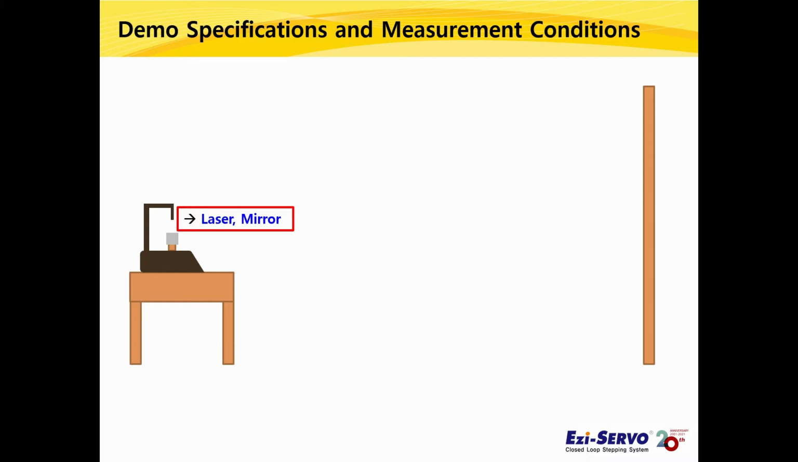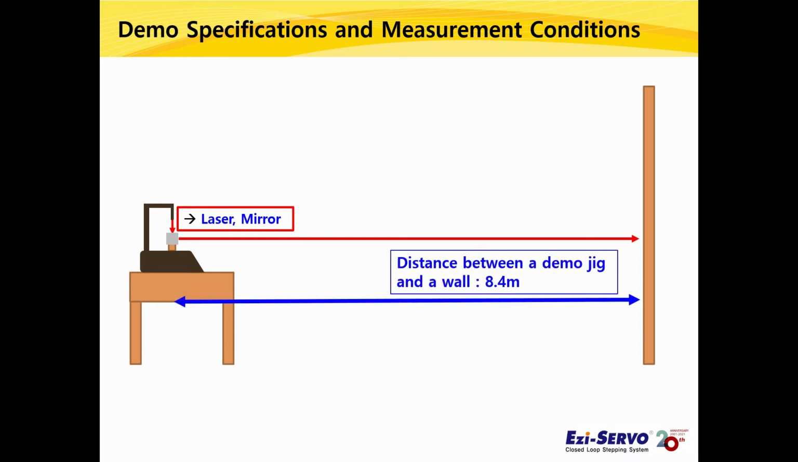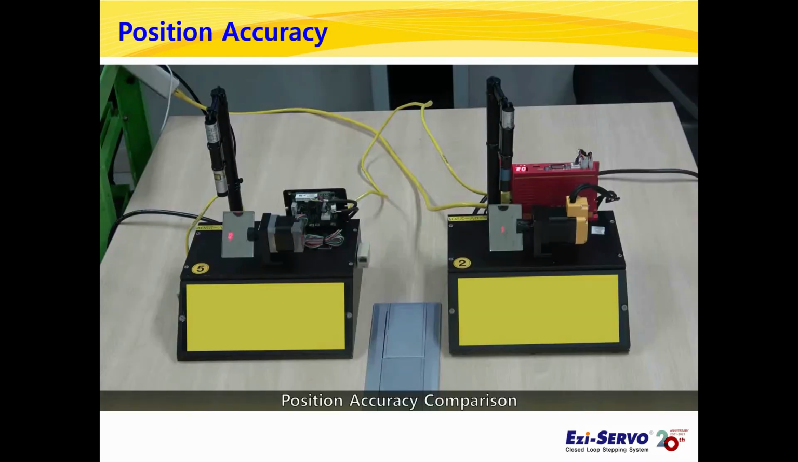With a demonstration, I will show you what the position accuracy is. First, let me explain the specifications of the demonstration and measurement conditions. As you can see, there is a demonstration in which you can visually observe the movement of the motor shaft by attaching a mirror to the motor shaft and reflecting the laser point on the screen. The distance between the demonstration jig and the wall is 8.4 meters. With the demonstration I explained, let's compare whether the actual position comes the same when the motors move 0.36 degrees in one direction.